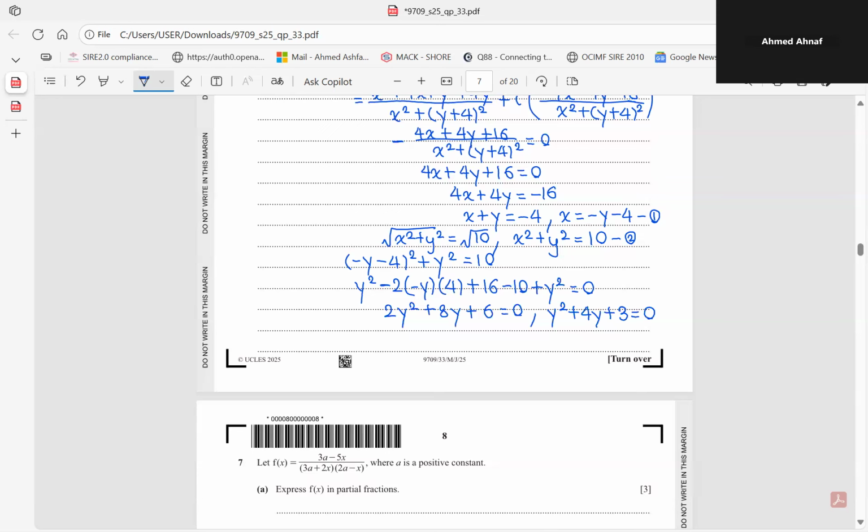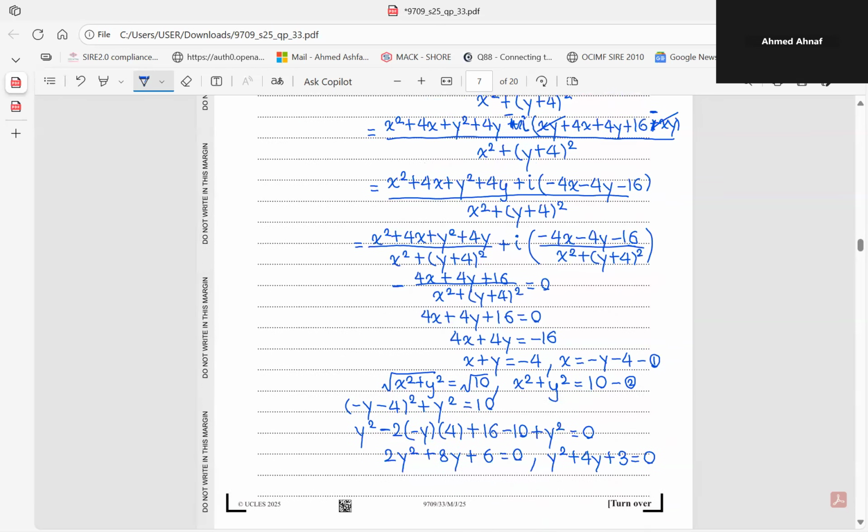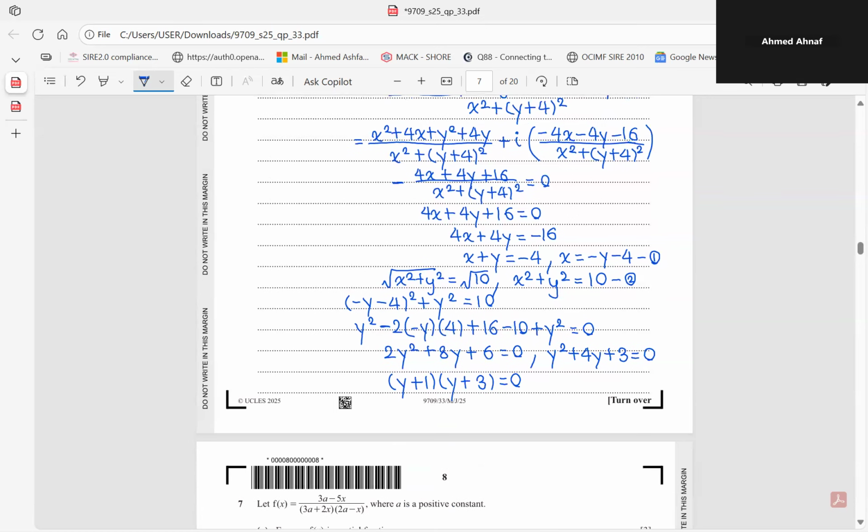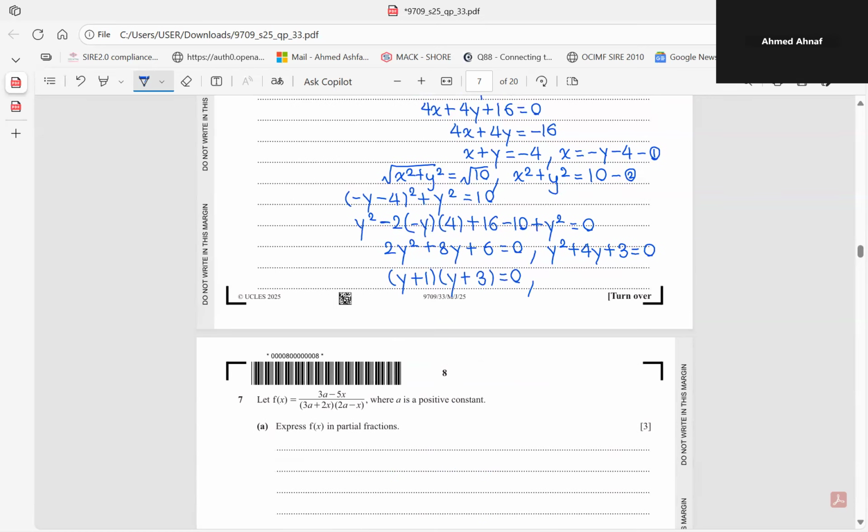So now we're going to solve this equation. You can either factorize or use the quadratic formula. So I'm going to factorize it first. So you get y plus 1 times y plus 3 equals to 0. So therefore, you will get y equals to negative 1 and y equals to negative 3. So these are our y values.